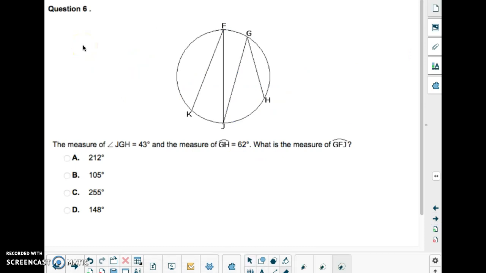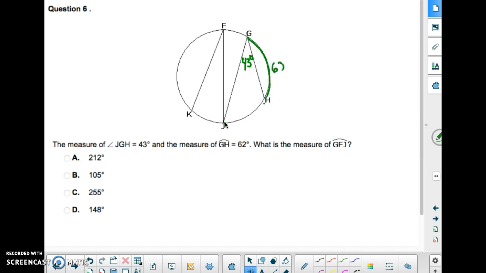We've got a lot going on in this next problem here. We're told that the measure of angle JGH, so JGH, is 43 degrees. And we're told that the measure of arc GH, so this part right here, is 62. What is the measure of arc GFJ? So you have to go in order, G through F, around through J. So that's what we've got to figure out.